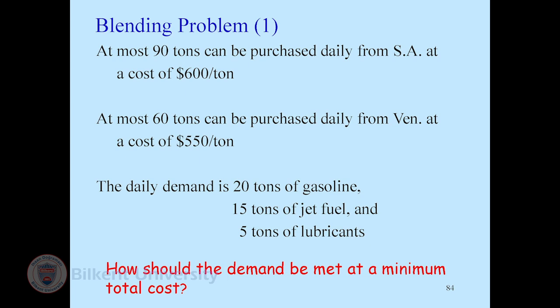So we have how many decision variables? Two. The suggestion is we have two decision variables. We're going to represent one of them for Saudi Arabia and the other one for Venezuela. All right, now let's do this. And I hope it works.